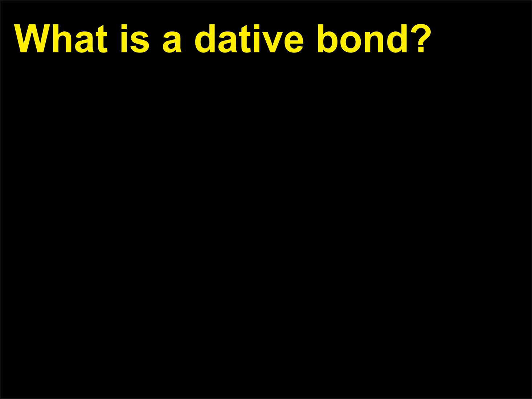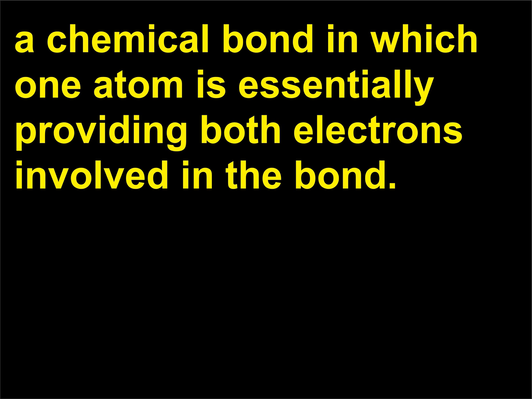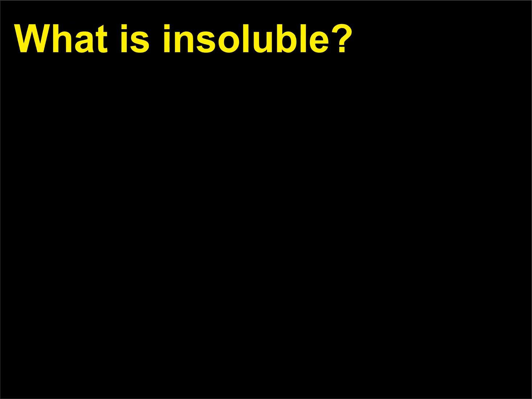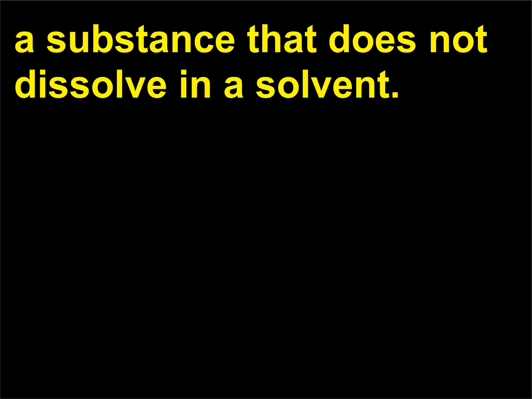What is a dative bond? A chemical bond in which one atom is essentially providing both electrons involved in the bond. What is insoluble? A substance that does not dissolve in a solvent.